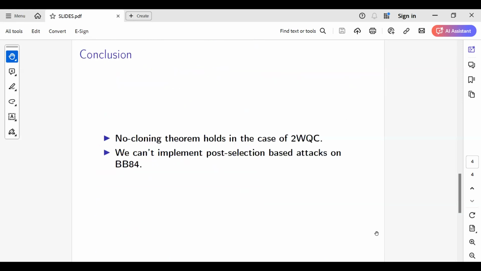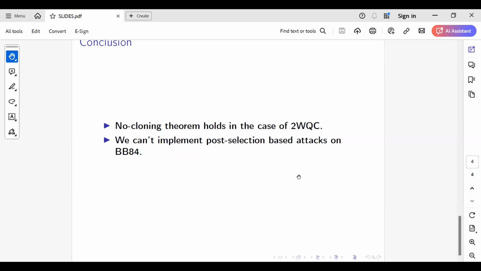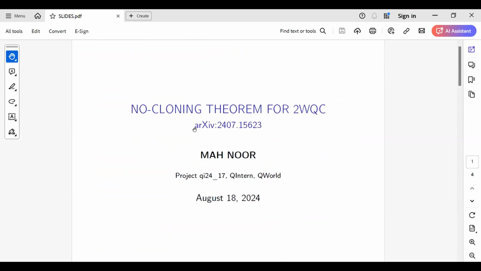So yeah, the theorem holds for the case of two-way quantum computing, which actually means that we can't implement post selection attacks on the BB84 protocol. This theorem is actually quite powerful, because it says that if we succeed in creating single photon sources, single photon detectors, and passive channels, then the BB84 protocol will be unconditionally secure. And as a result of this internship, I also produced an arXiv paper. Here is the ID for that. And that's all from my side.